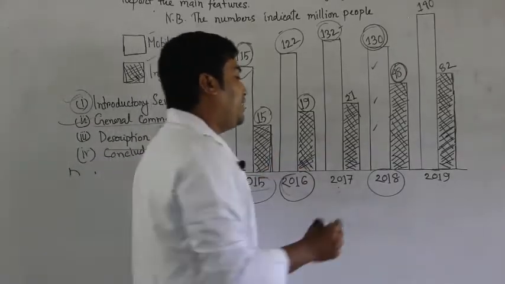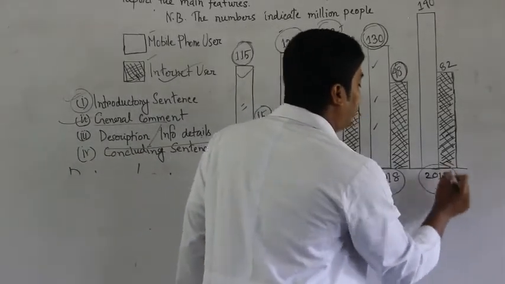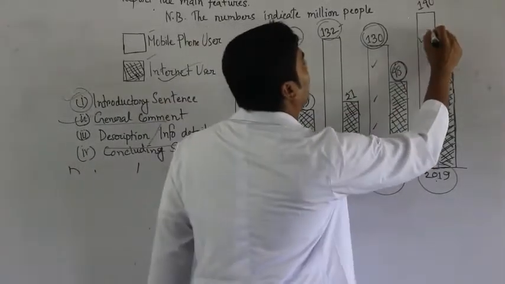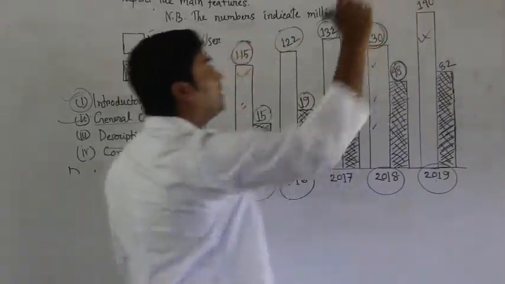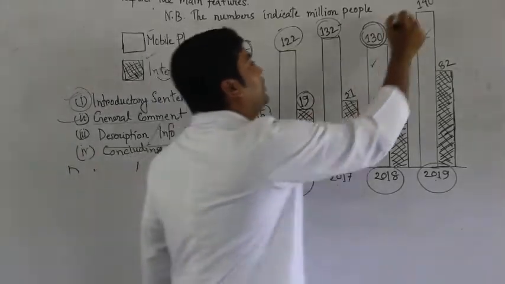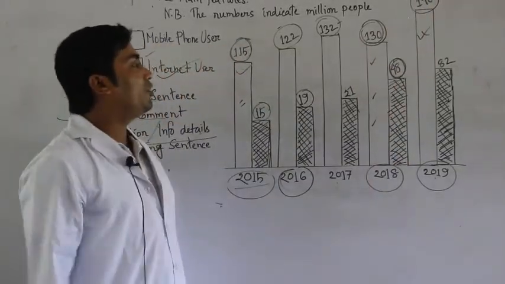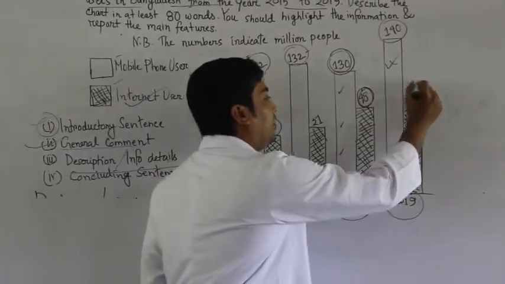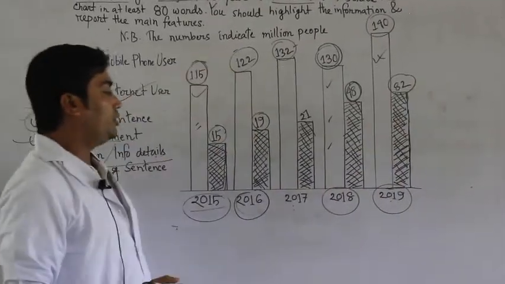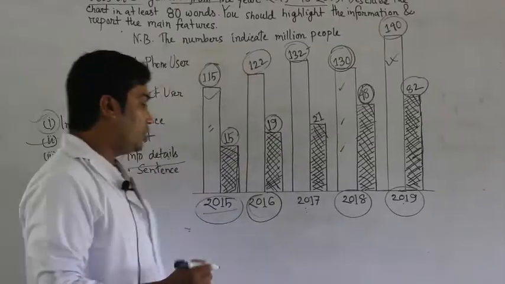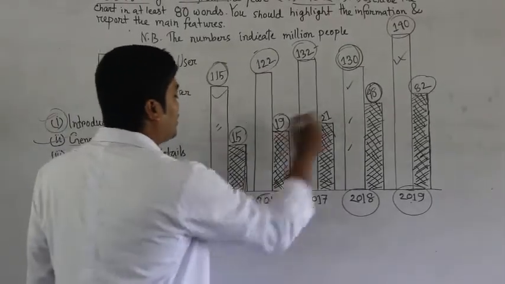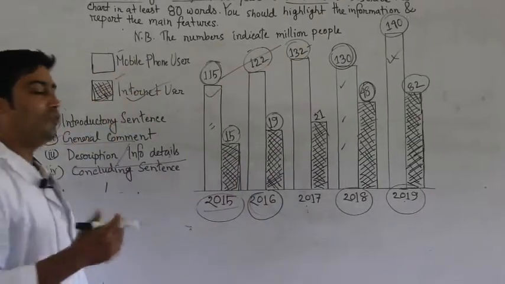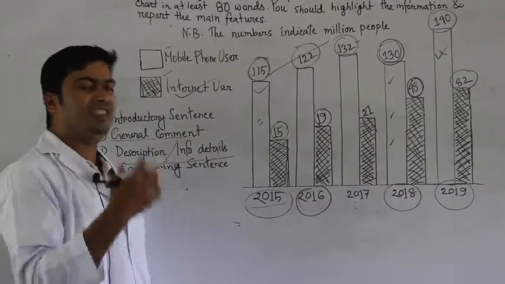But after a year, in the final year of the chart, in 2019, we see the white column rose much higher. So 140 million people began to use mobile phones, and another 82 million people began to use the internet. So up to this mark, 2017, it was in ascending order. So both mobile phone and internet users were in increasing mode.